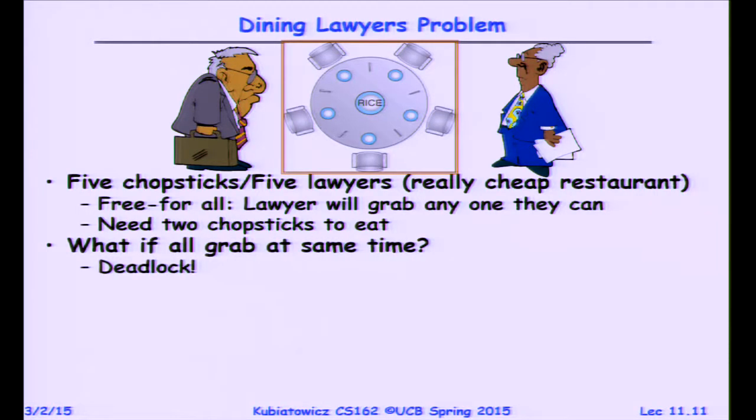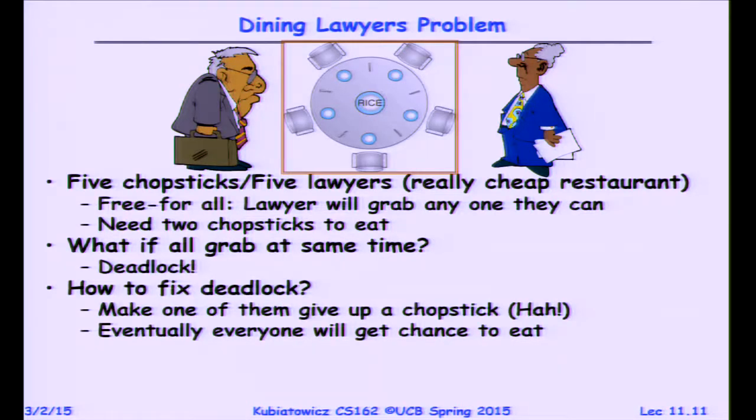So what if they all grab at the same time? Everybody gets one chopstick. We've got deadlock, right? Because they're not going to give up their chopstick. Okay? So what are you going to do? Well, how do you fix the deadlock? Well, you make one of them actually give up the chopstick, and eventually everybody gets a chance to eat, right?